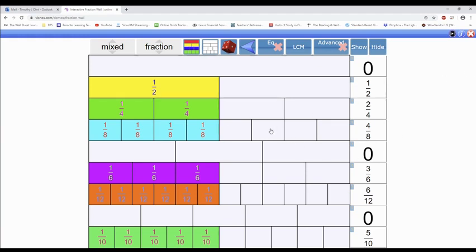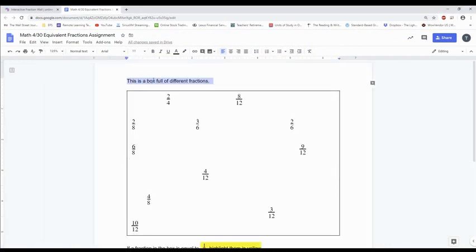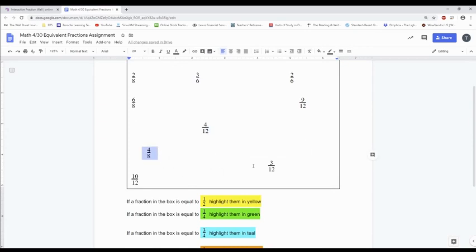Okay, I'm going to show you what you're working on today. When you open up the assignment today, this is what you're going to be looking at. I'm going to zoom in just a tiny bit. This is a box full of different fractions. You can see 2/4 and 8/12, 2/8, 3/6, 2/6, 6/8, 9/12, 4/12, 4/8, 3/12, and 10/12.